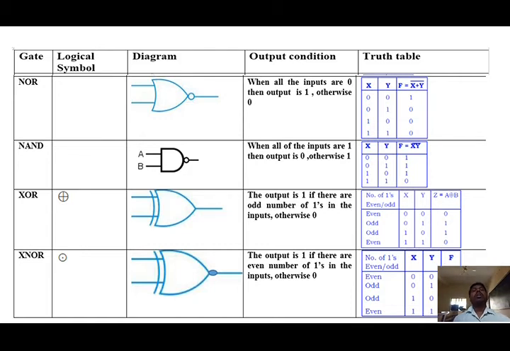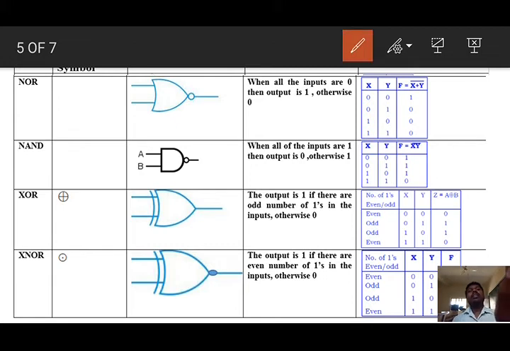First, NOR gate. The NOR gate logic symbol is plus with a complement. For example, if you give A and B as input signals, you will get A plus B, the whole complement. And this is the logical diagram.